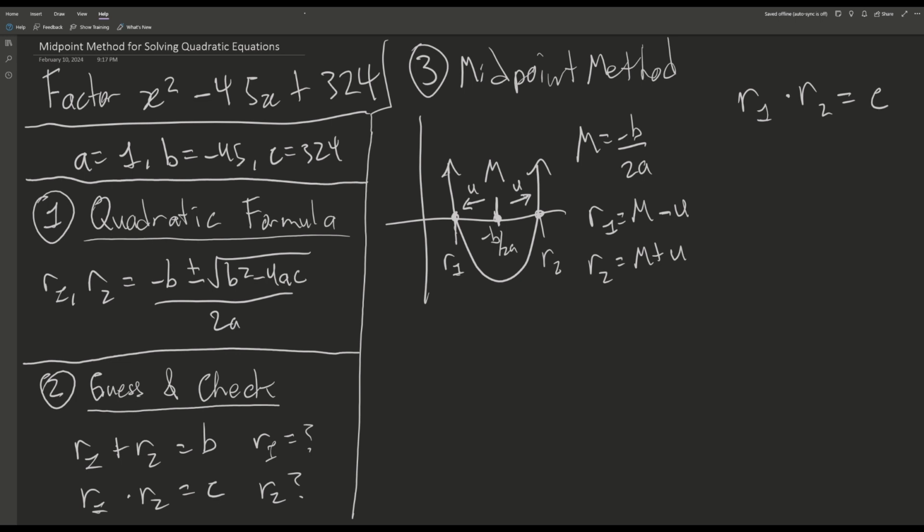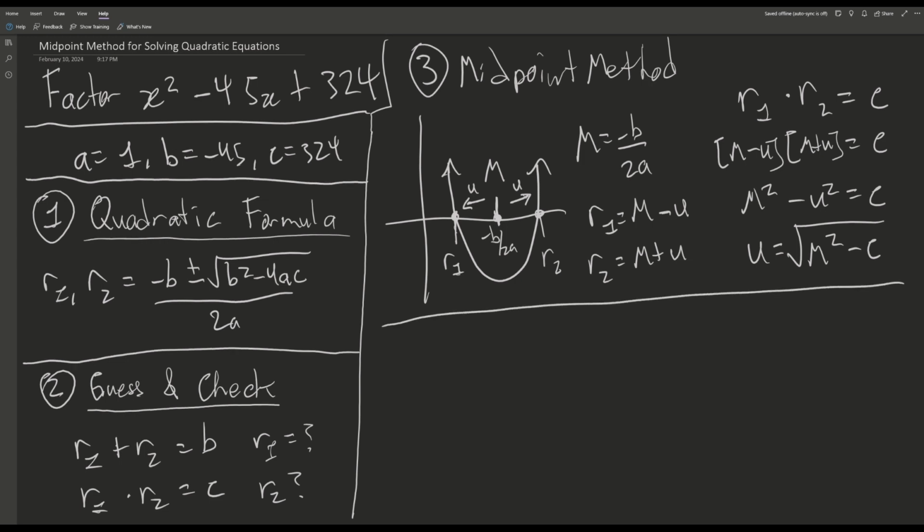From this graph, I can substitute r1 is now m minus u, r2 is now m plus u, equals c. If I expand this out, it'll become m squared minus u squared equals c. Then to solve for this distance u, it will become u equals the square root of m squared minus c. Let's try this out with our example.